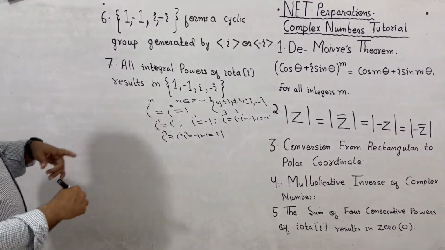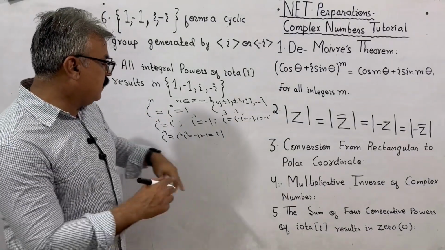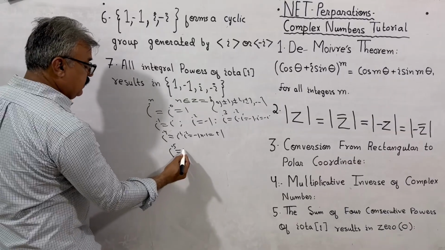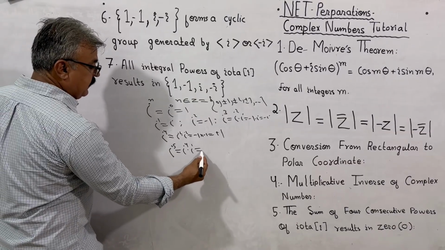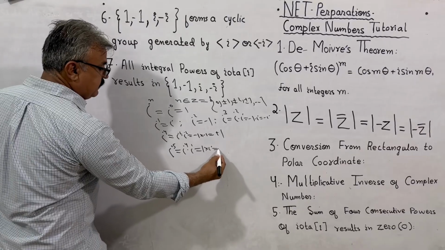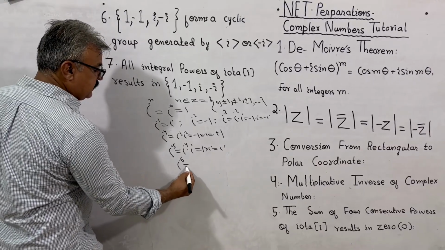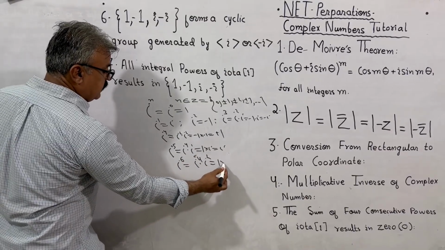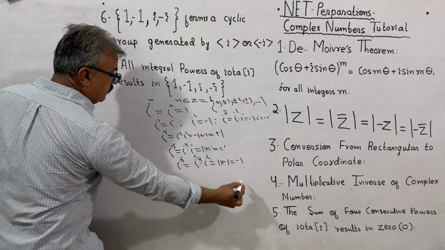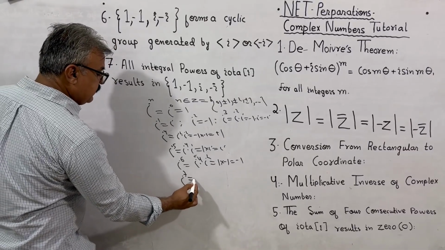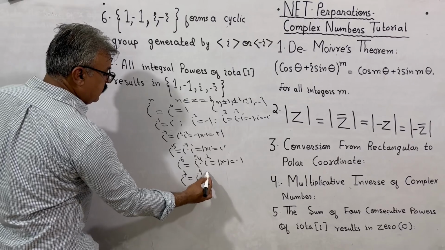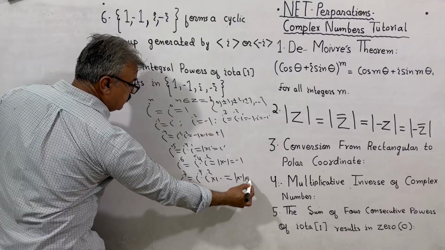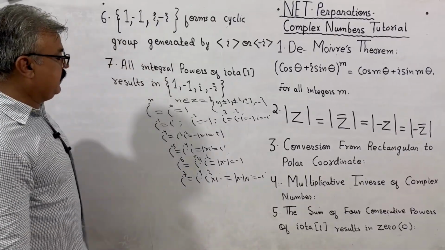Now it keeps on repeating. Here look, 1, here 1, the loop repeats. If I write iota 5 here, it will become iota 4 times iota. Iota 4 is 1, 1 times iota is my iota. Iota 6 can be written as iota 4 times iota square. Iota 4 is 1, iota square means minus 1, it will become minus 1. Similarly, iota power 7 can be written as iota power 4 into iota square into iota. Iota 4 is 1, iota square is minus 1 times iota, that's my minus iota, and so on.